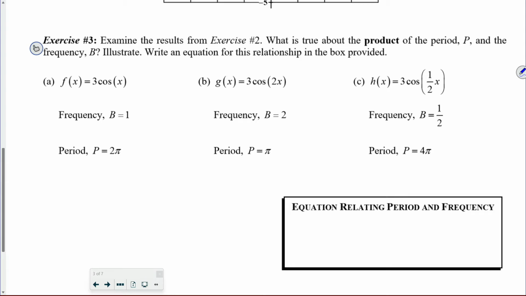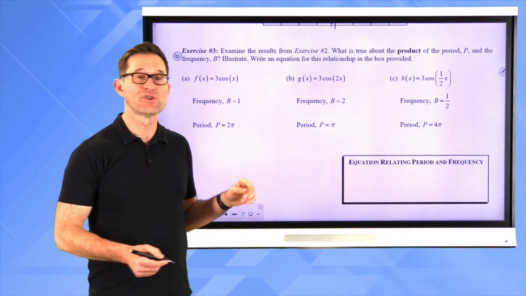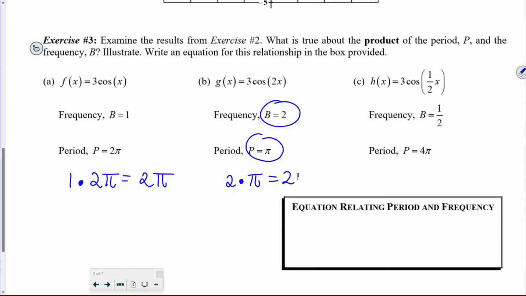Examine the results from exercise 2. What is true about the product of the period, p, and the frequency, b? Illustrate. Write an equation for this relationship in the box provided. So we've got the frequency is 1 and the period is 2 pi. So 1 times 2 pi is equal to 2 pi. Here, the frequency is 2 and the period is pi, so 2 times pi is 2 pi. Here, we've got a frequency of 1/2 and a period of 4 pi, and 1/2 times 4 pi is 2 pi.